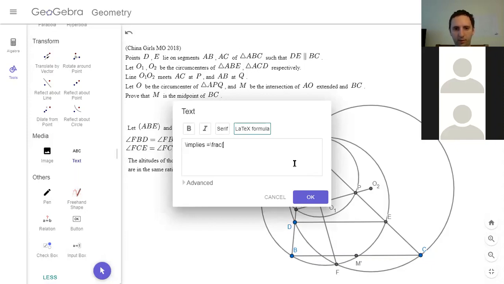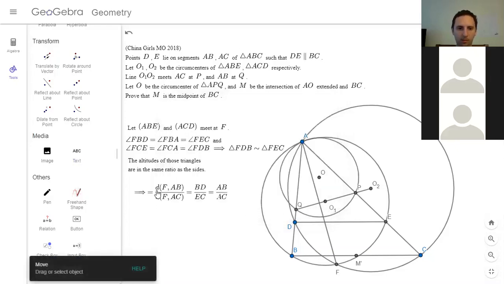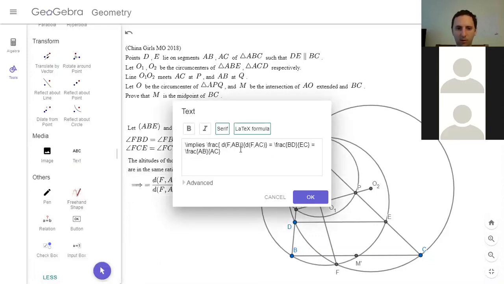All right, like this, the distance from F to AB over the distance from F to AC is equal to BD over AC, which is equal to AB over AC. Where E of P comma L is the distance from P to the line L.